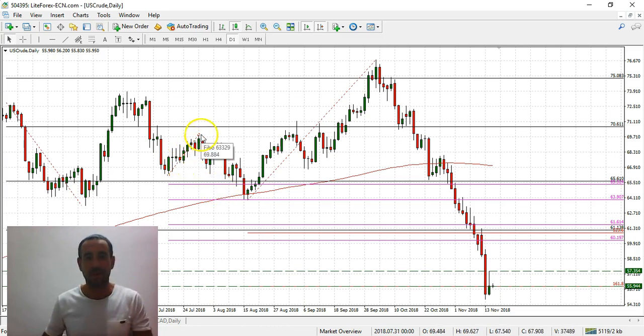Okay, so when I noticed the right shoulder, by the way, I always like to have a natural key level as the neckline of the head and shoulders pattern. Whenever that happens, that is superb, really superb. That means that you have a very strong head and shoulders pattern with very strong implications. In this case, this is pretty much what it was.